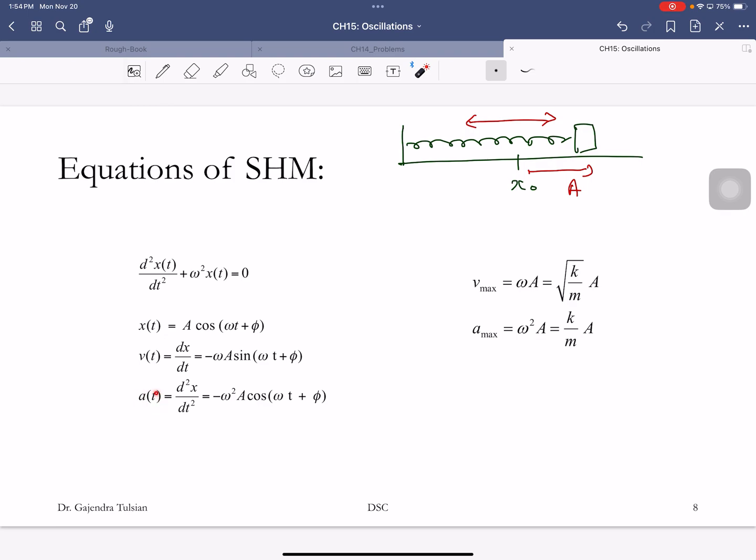What is the maximum value for the acceleration? Again, the maximum value will correspond to when this is 1, so it'll be omega square a. So a max will be omega square a, and it'll be plus or minus omega square a, and we'll come to that in a second.